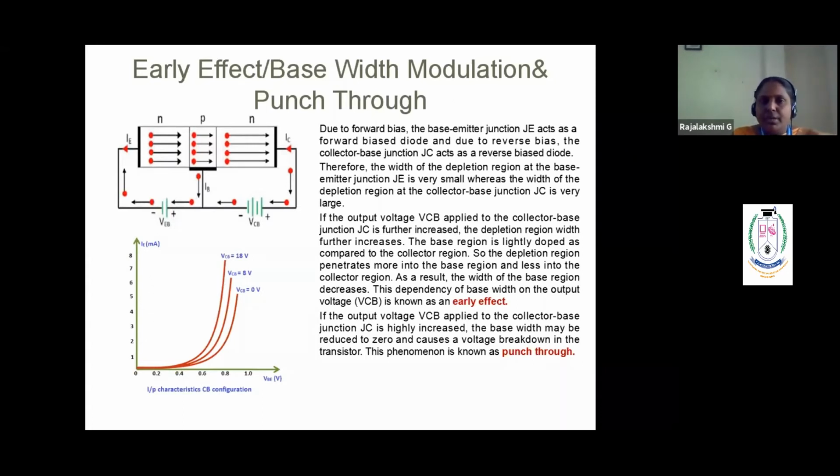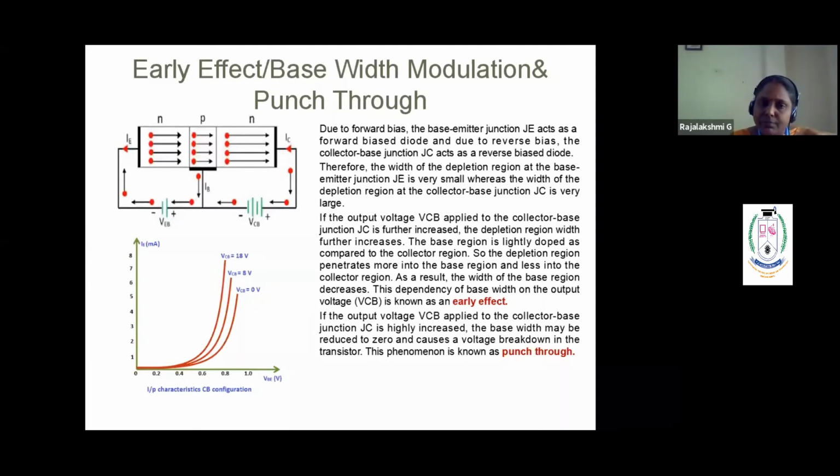Here also, when you increase VCB, see the PN junction alone. That junction is only reverse biased. So obviously, when you keep on increasing the reverse voltage from 0 to 8, 18, up to whatever voltage, the depletion layer width will increase. If the width increases, what should happen? The conduction should be less. Actually speaking, the conduction should be less. But here, what happens?